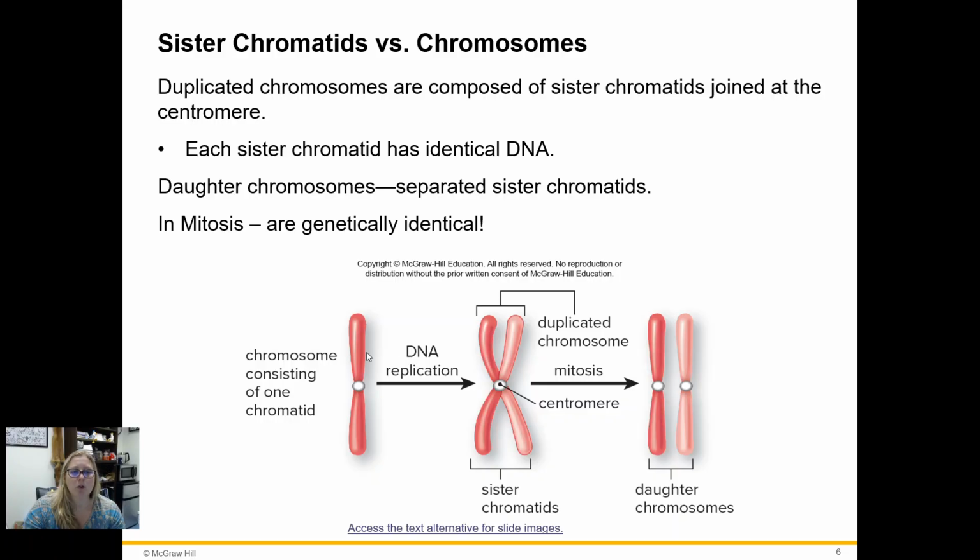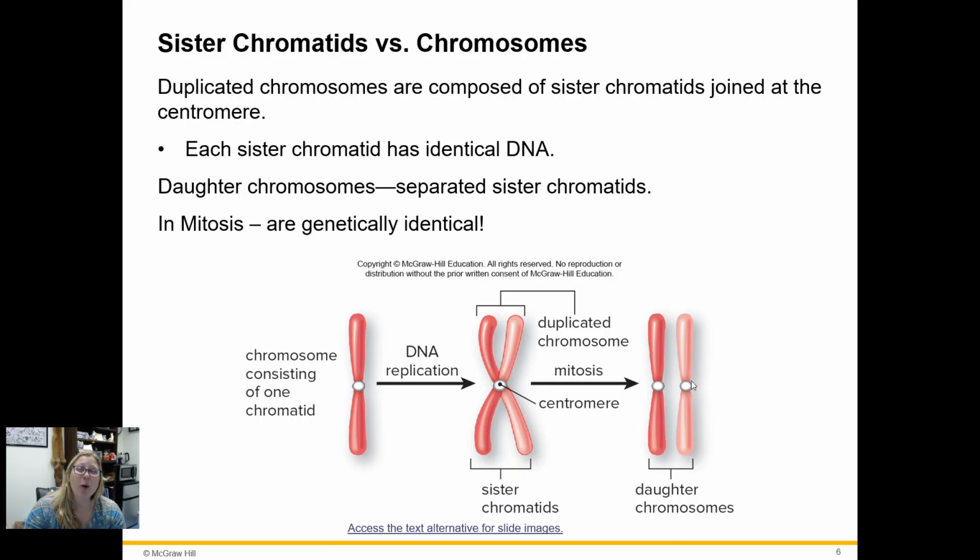Okay, so a chromosome of one chromatid. A duplicated chromosome has two sister chromatids held by a centromere, and then mitosis will divide those sister chromatids into two separate chromosomes.